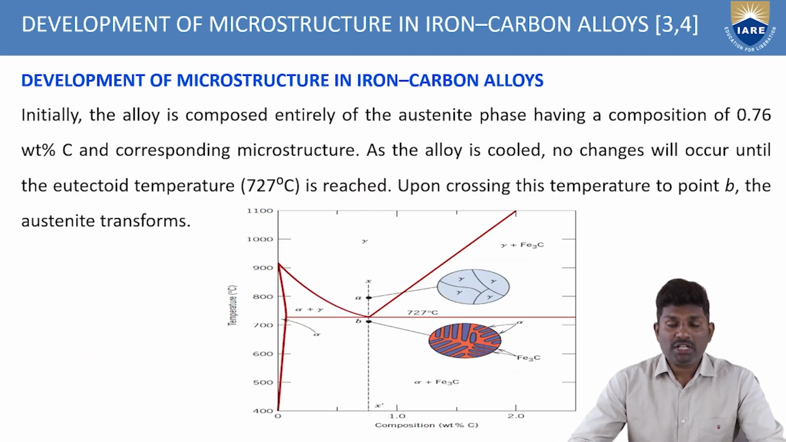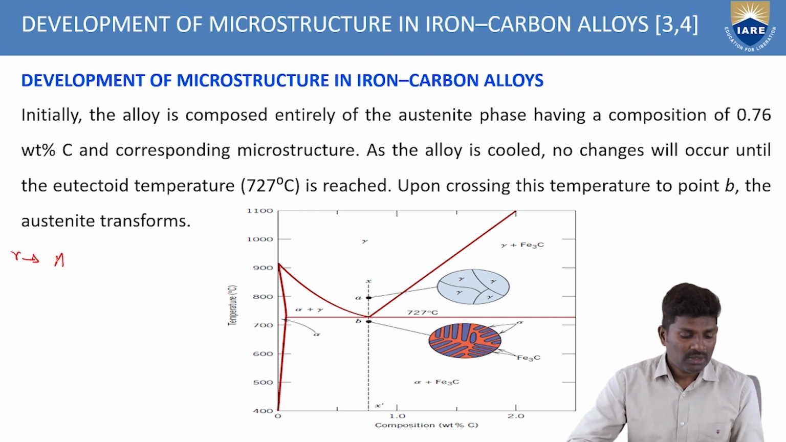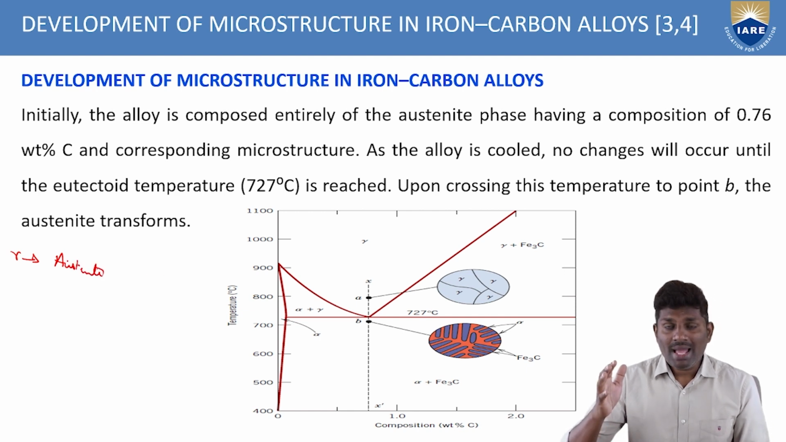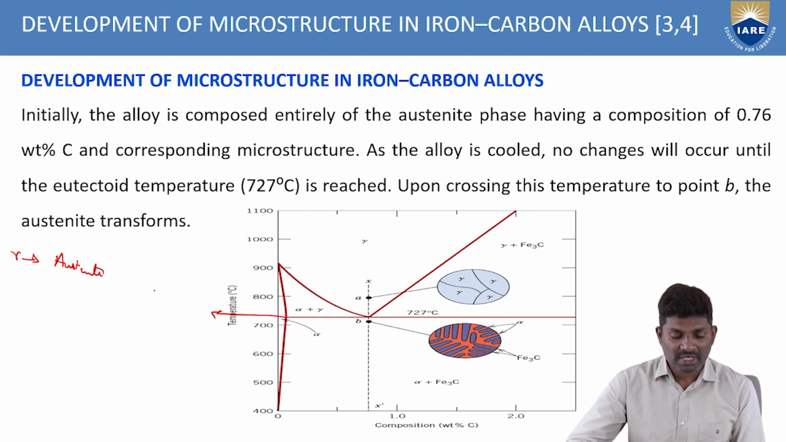Initially the alloy is composed entirely of the austenite phase. What you are seeing here is completely austenite, with a composition of 0.76 weight percentage of carbon. Gamma refers to the complete set of austenite. As the alloy is cooled slowly, no changes occur up to what point? Up to the eutectoid temperature, 727 degrees centigrade. Up to this point there is no change.